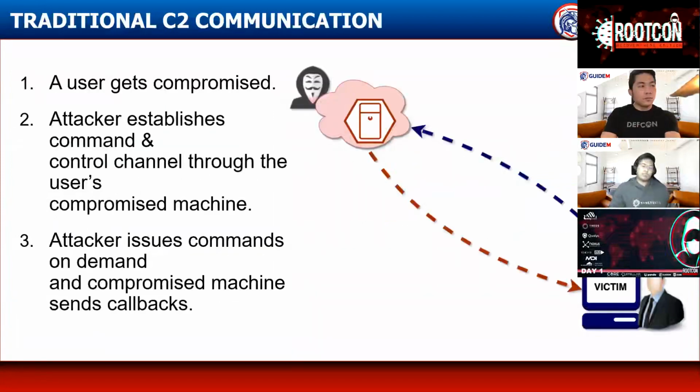So traditional command and control communication is when a user gets compromised, then the attacker establishes the command and control channel through the user's compromised machine. Once this bidirectional communication is available to the attacker or the threat actor, the attacker will issue commands on demand on the compromised machines and send callback instructions as well. This is also known as a beacon.